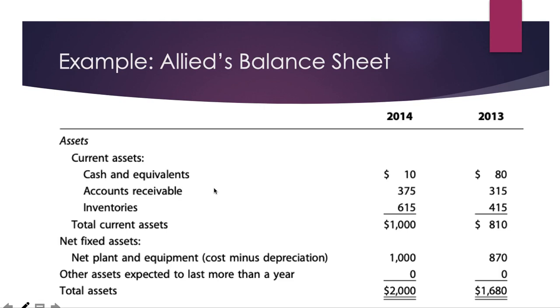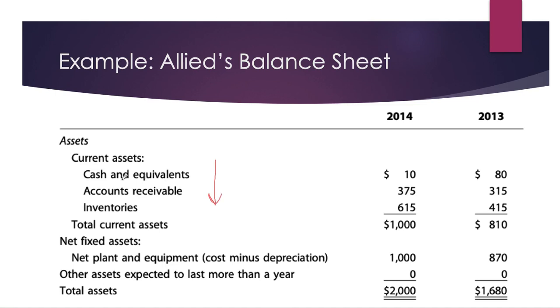So we were talking about the balance sheet of a company, and we have seen an example. In this example, we have the Allied's balance sheet, which has for 2013 and 14. And we have mentioned that on the balance sheet, we have the assets on one side of the balance sheet. And the assets we start to write from the most liquid towards the least liquid.